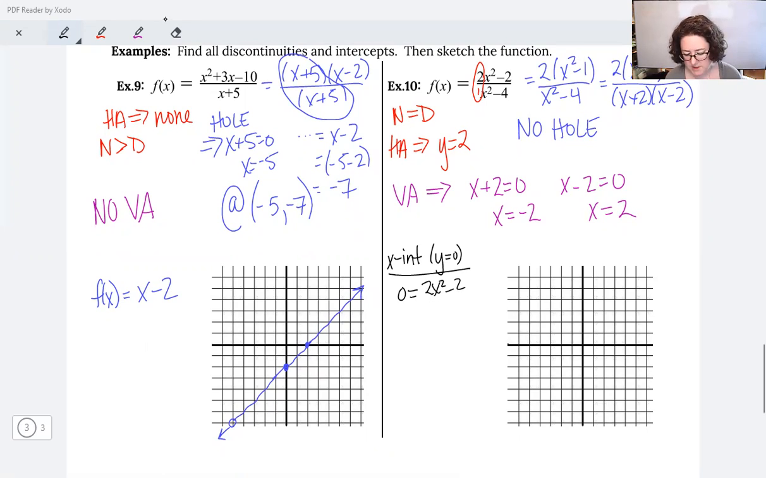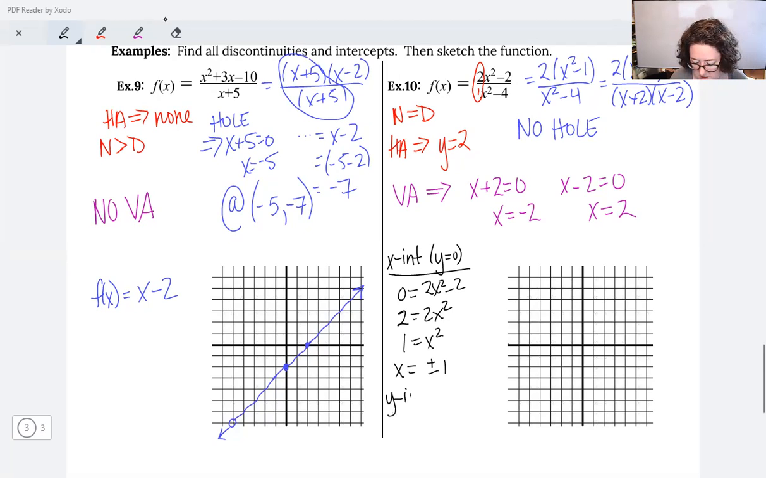Okay, so let's solve for x. So add 2 to both sides, and then divide 2 on both sides. Oops, excuse me. So 1 equals x squared. But then when I take the square root of both sides, again, x is going to equal positive or -1. So I'm going to have two x-intercepts, one at +1, one at -1.